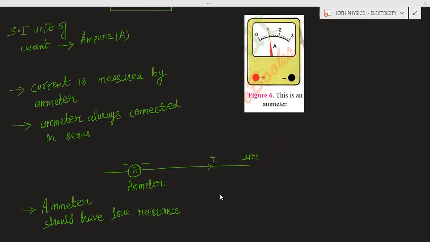Yes, sir. Okay. So tell me why ammeter should have low resistance. Means simply you can say the ammeter should have low resistance so that the maximum amount of current can flow through the ammeter, so that it will give the accurate reading of the current. Okay, sir.